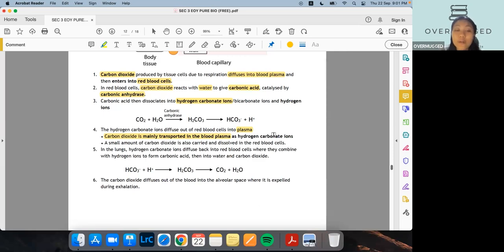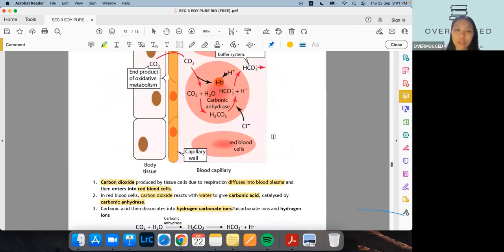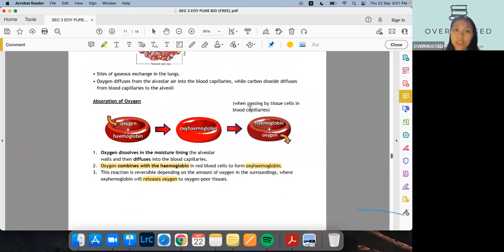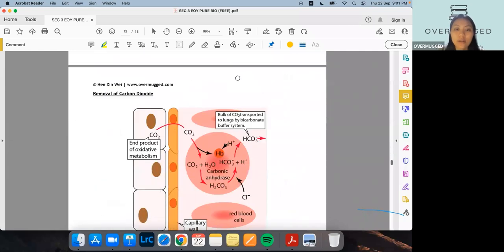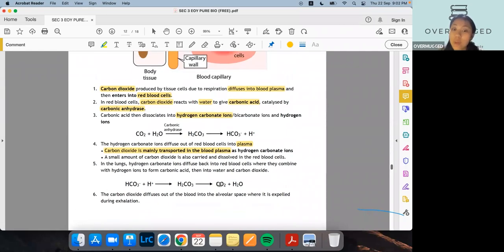And then the reverse will happen when the blood is being transported to the lung, because it's not the hydrogen carbonate ion that is being released out to the alveolar air, right? We are not breathing out hydrogen carbonate ion, we are breathing out carbon dioxide. So the reverse needs to happen.